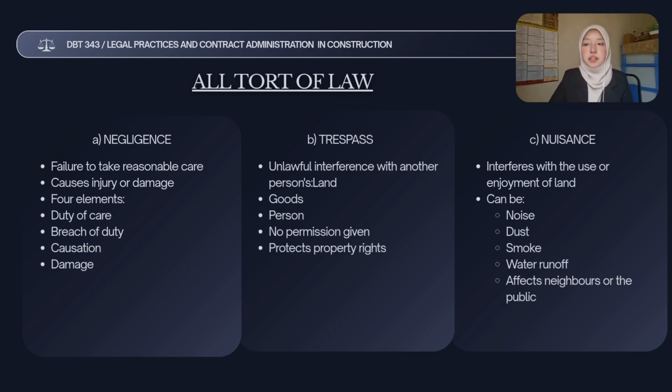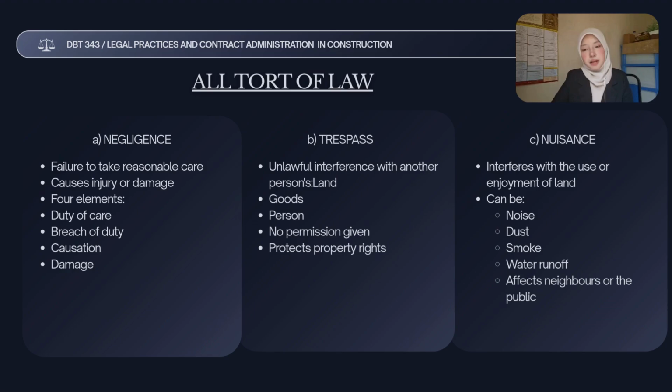The first type of tort is negligence. Negligence occurs when a person fails to take reasonable care of their own conduct, causing injury or property damage to another person. To establish negligence, four elements must be proven. First, the defendant owes a duty of care to the plaintiff. And second, the defendant breached the duty by failing to act reasonably. Third, the breach directly caused the damage, and finally, the plaintiff must have suffered actual loss or injury.